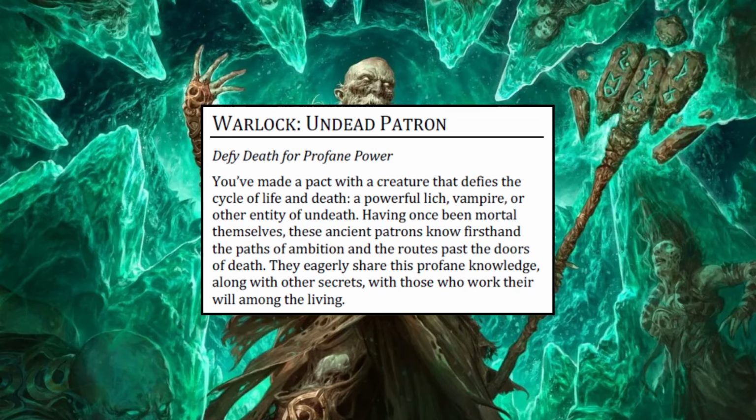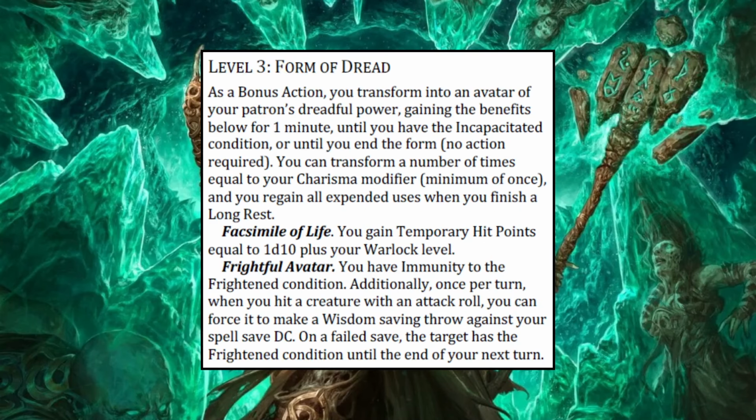Let's go ahead and start looking at the features attached to this subclass. At level 3, we get Form of Dread. This says that as a bonus action, you transform into an avatar of your patron's dreadful power, gaining the benefits below for 1 minute, until you have the incapacitated condition, or until you end the form, no action required. You can transform a number of times equal to your Charisma modifier, minimum of once, and you regain all expended uses when you finish a long rest.